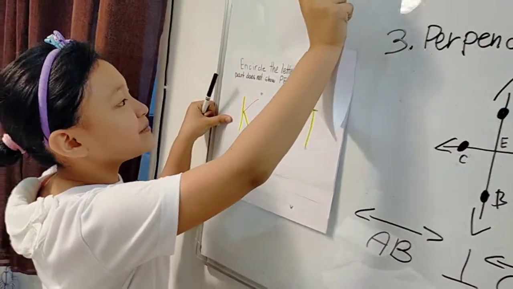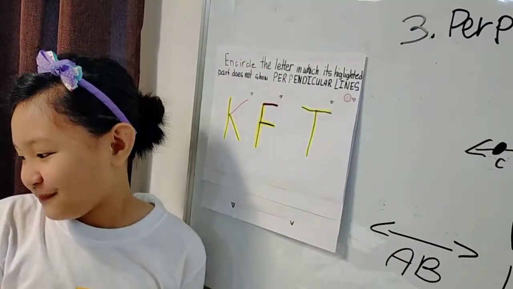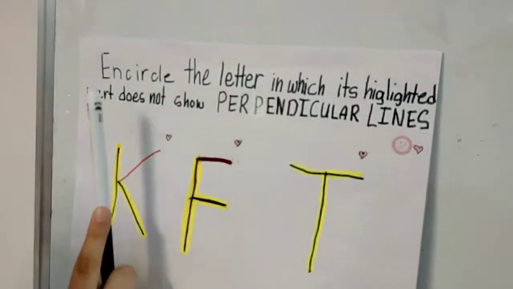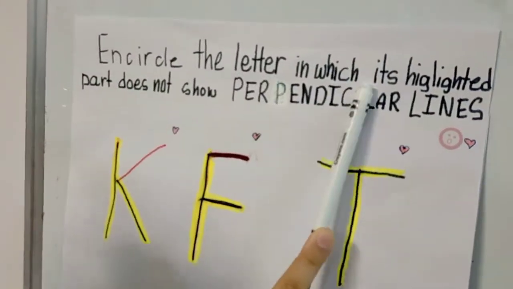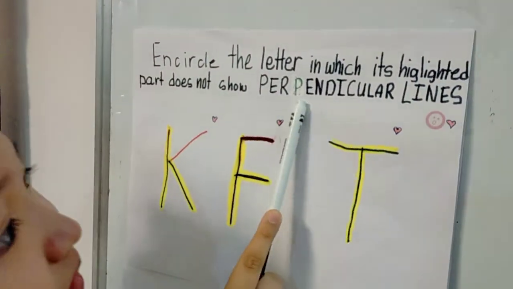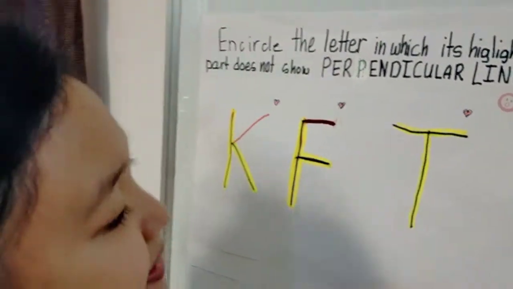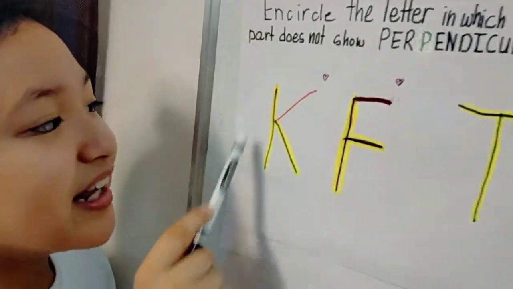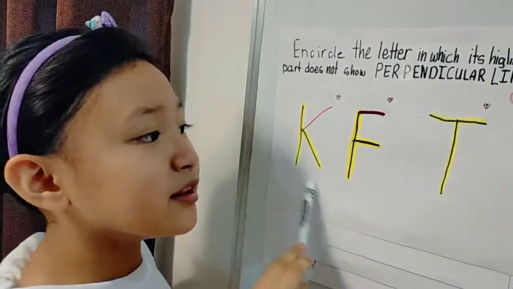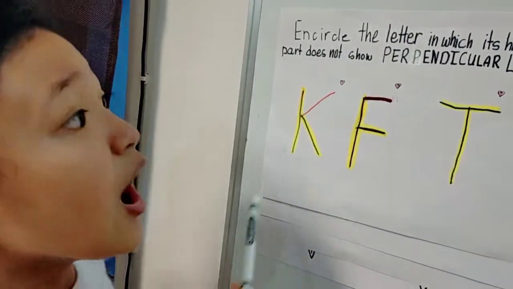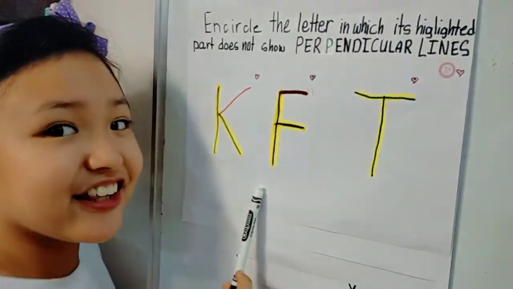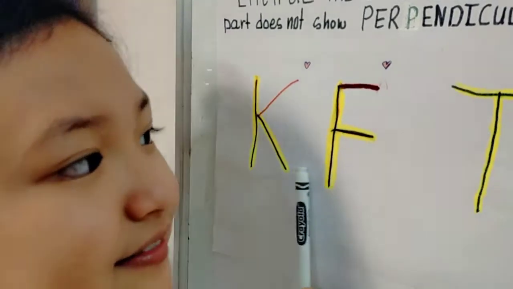Now we are going to play a game. First game. Instructions are: encircle the letter in which its highlighted part does not show perpendicular lines. The highlighted part is the one that has yellow. So let's look at each letter. Which highlighted part does not show perpendicular lines? Let's see.